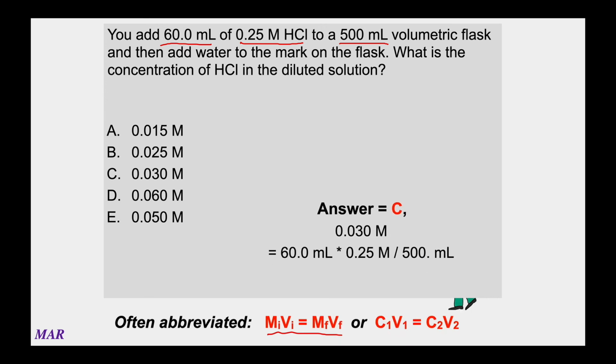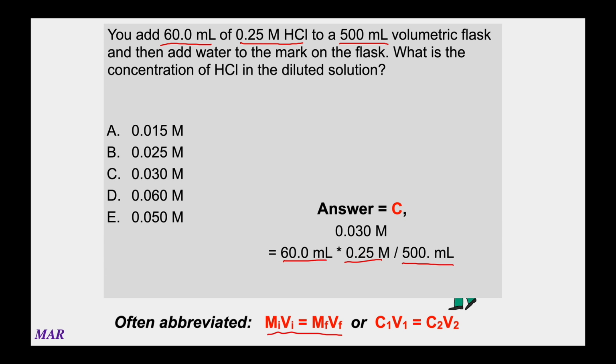So again, what you want to do is have the initial volume times the initial concentration, and that's going to equal final concentration times final volume. But we're just going to solve for the final concentration, so divide by the final volume. There I put in a 500 dot, kind of cheesy, I guess. But anyway, you get the idea. That's going to be 2 sig figs because of the 0.25. 60 times 0.25 divided by 500, 0.030 moles per liter, answer C. But you could also use 0.0600 liters times 0.25 divided by 0.500 liters, same answer.